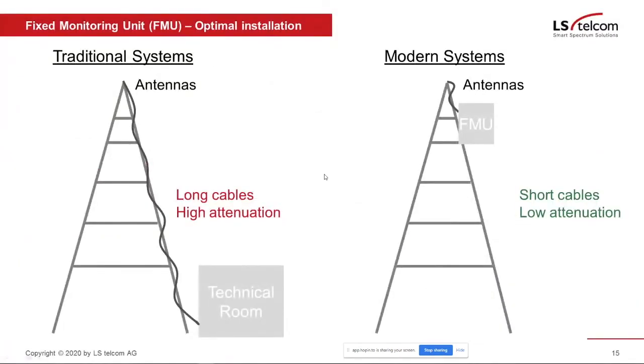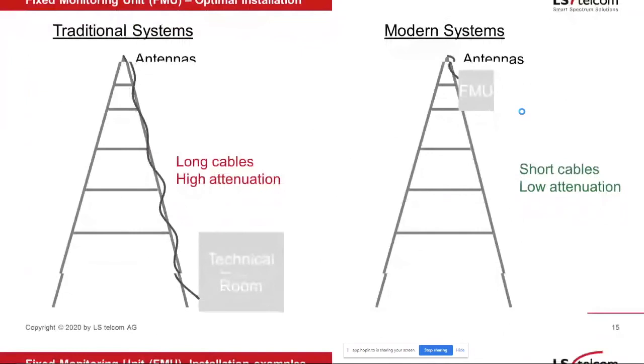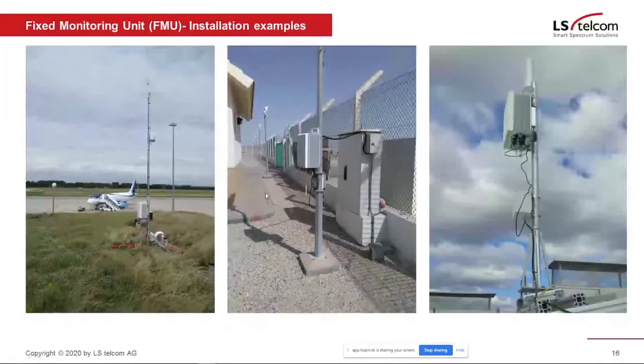It's very easy to install. You can directly mount this on the mast. That saves you, in comparison to traditional systems where the receiver is installed in the technical room next to the mast, cable and therefore attenuation. So you have a lower attenuation with the FMU directly installed at the antenna. And you can see here, it's pretty easy to install.